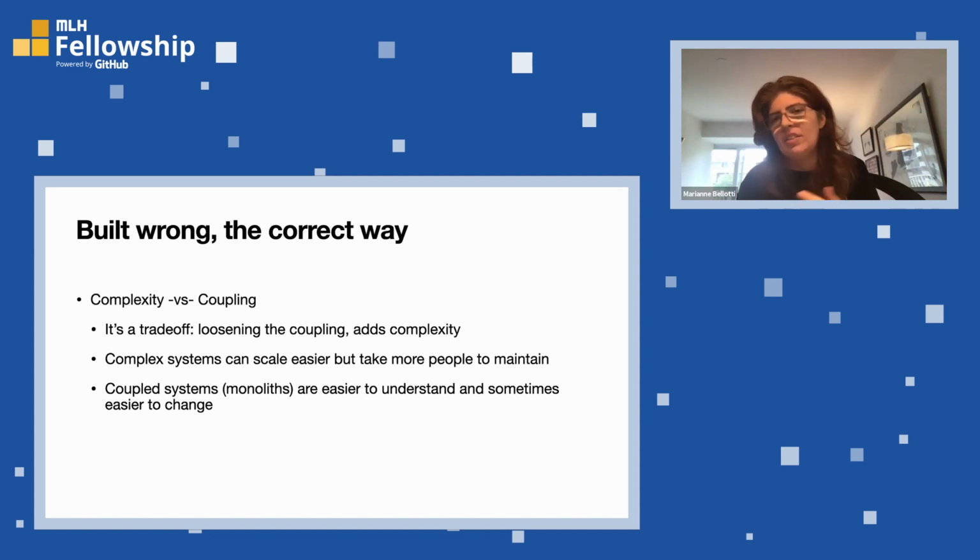Complex systems can be easier to scale, but they take more people to run. And coupled systems or monoliths can be easier to understand and sometimes easier to change, but they can be these hulks of systems that are difficult to move and difficult to work with and scale over time.